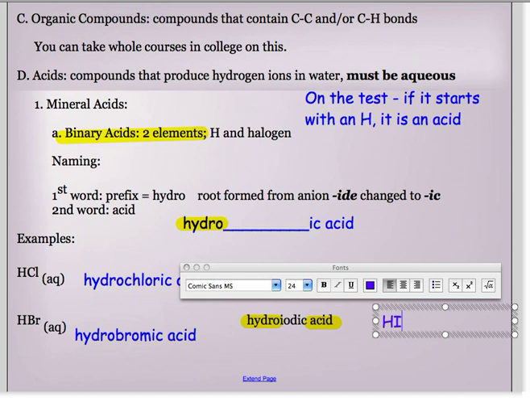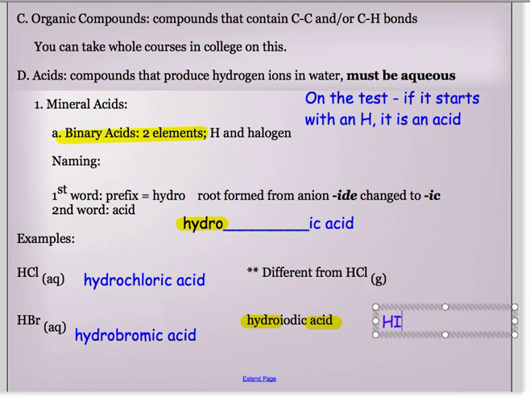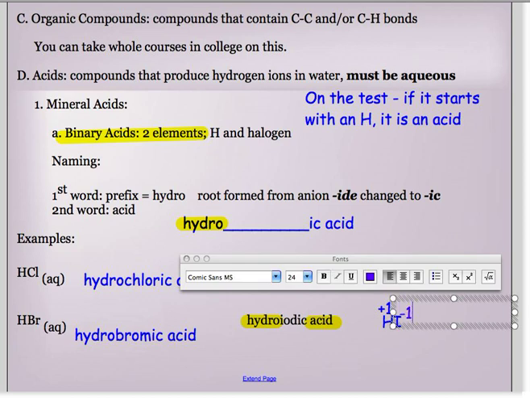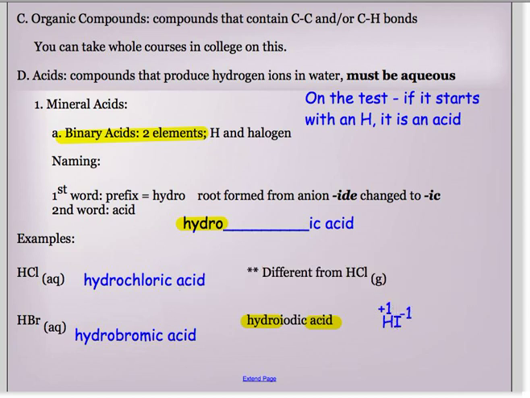So that's HI. Now, when you write your formulas, you do need to check your charges. Hydrogen is +1, iodide is -1. So they are balanced, but they're not always going to be. So you do have to just make sure you check that to make sure that you have it written correctly.